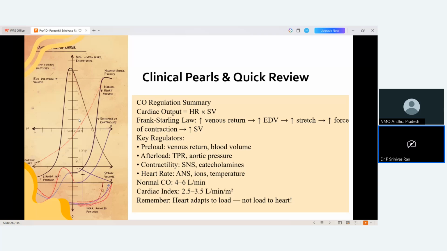Heart rate, autonomic nervous system, ions and temperature. And also I told you about metabolic rate which is increased, for example, by thyroid hormones. All this will cause an increase in the heart rate. Remember hyperthyroidism.